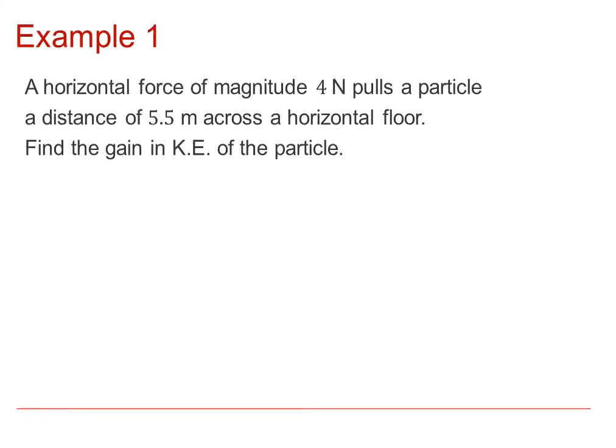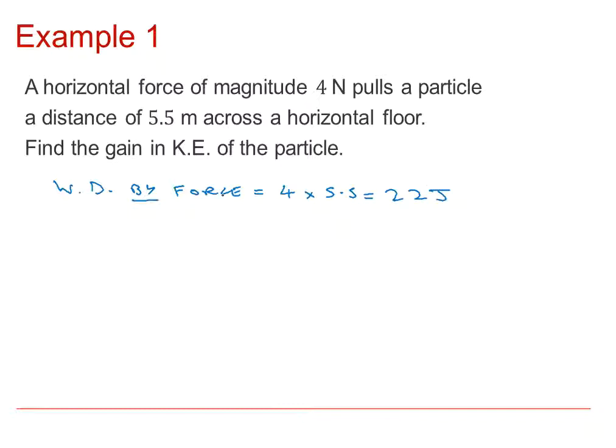So a horizontal force of magnitude 4 newtons is pulling a particle a distance of 5.5 meters across a horizontal floor. Find the gain in the kinetic energy of the particle. So we have the force and we have the distance, so we can work out the work done by the pulling force. The work done by this pulling force is the force, which is 4 newtons, acting over a distance of 5.5 meters. So the work done by the force is 22 joules.